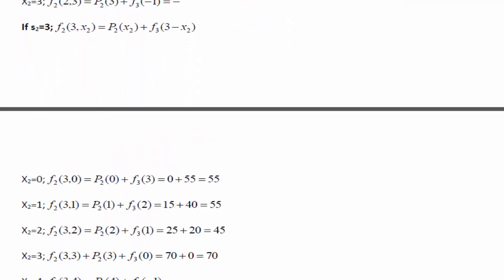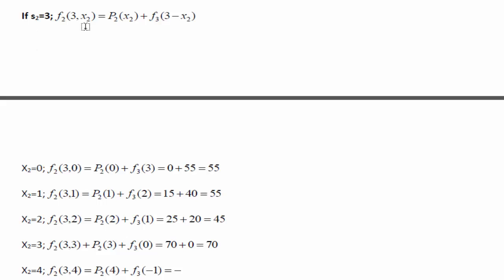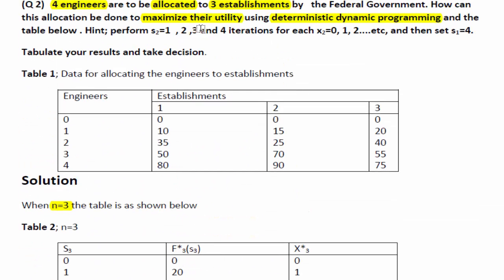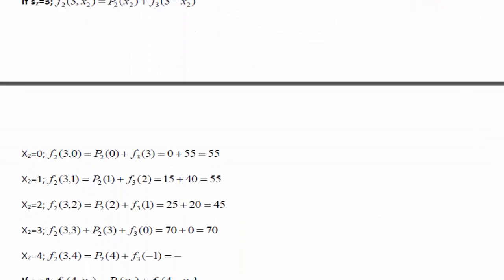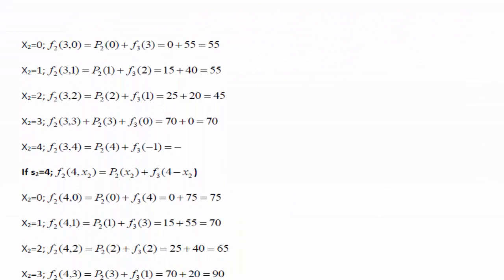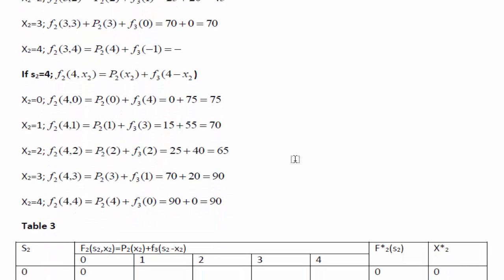You do this for S equal to 0, 1, 2, 3, 4. You stop at 4 because here our S is 1 to 4. You cannot exceed 4. In the other video our S was 5, that's why we did up to 5. So let me do it for S equal to 4.